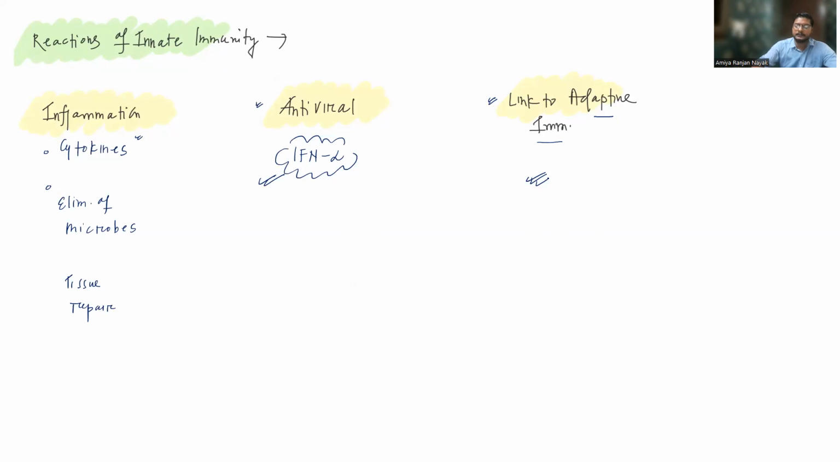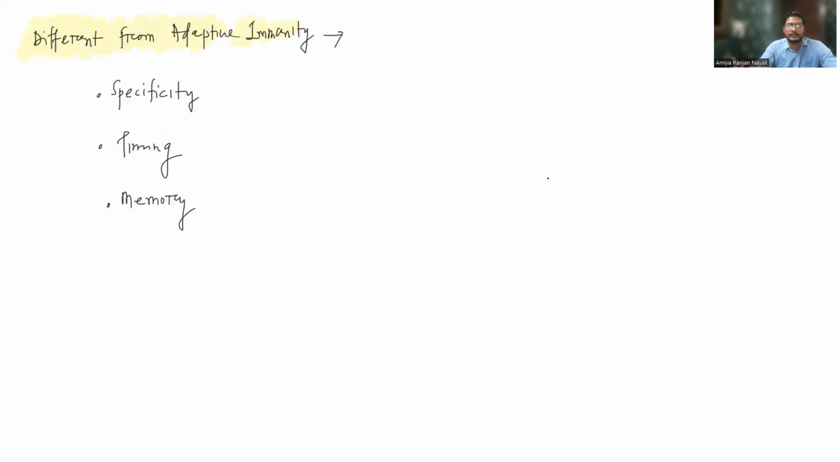Now coming to the last section, that is how innate immunity is different from adaptive immunity. There are so many differences. As we have discussed, the cells are different, the receptors are different, how they function is different. I'm not going to write them again, because once we study the basics of the adaptive and innate immune systems, we have already understood all those things. The three important properties that I want to discuss here are, the first one is specificity, the second one is timing, and the third one is memory.